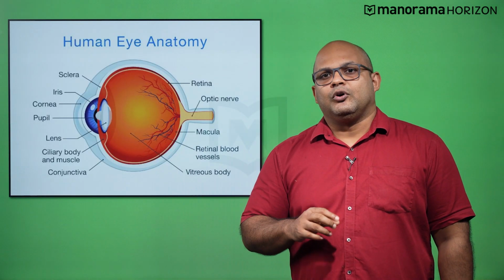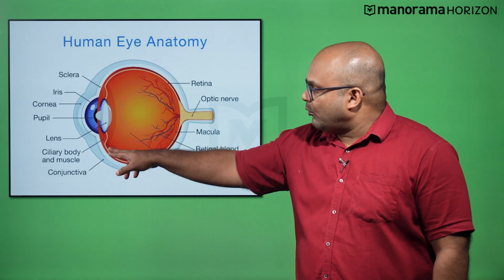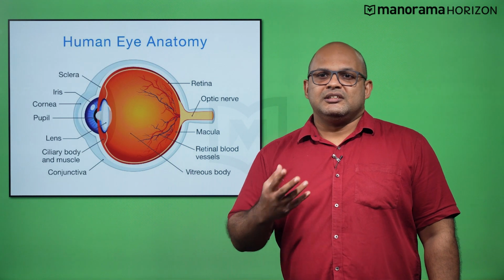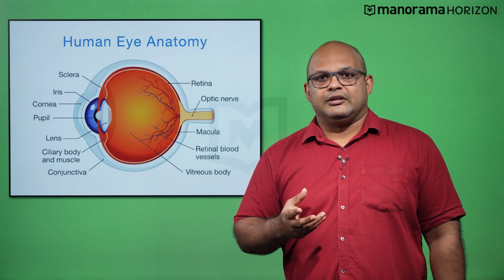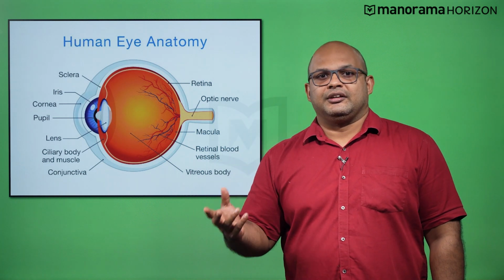Now, the shape or the curvature and hence the focal length of the lens can be modified by the ciliary muscles. For example, when the muscle is relaxed, the focal length of the eye is about 2.5 centimeters and objects at infinity are in very sharp focus on the retina.